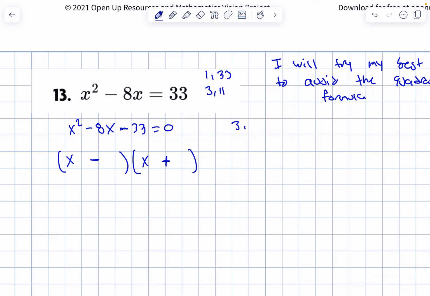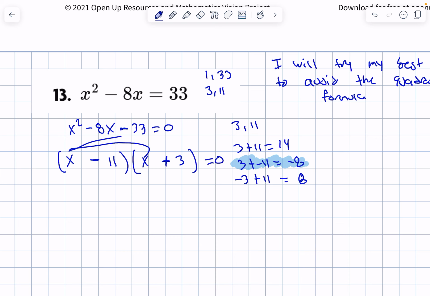So I'm thinking about 3 and 11. 3 plus 11 is 14. 3 plus negative 11 is negative 8. Negative 3 plus 11 is equal to positive 8. So I want this one. This is the one that I'm going to go with. So it has to be (x minus 11)(x plus 3) equals 0. Okay? You can double check your work by FOILing this out, right?